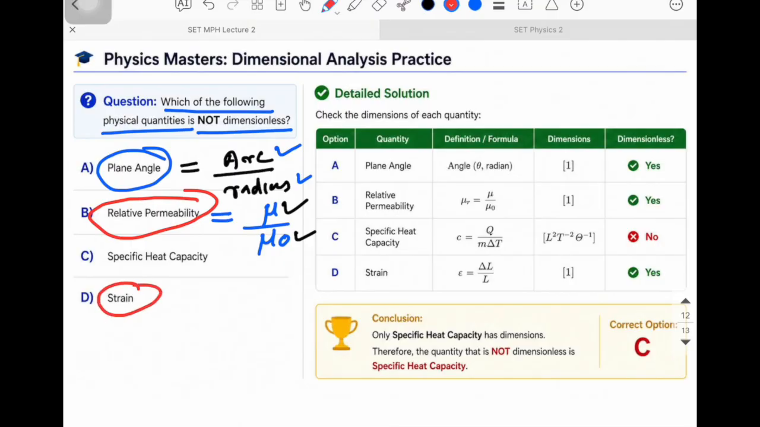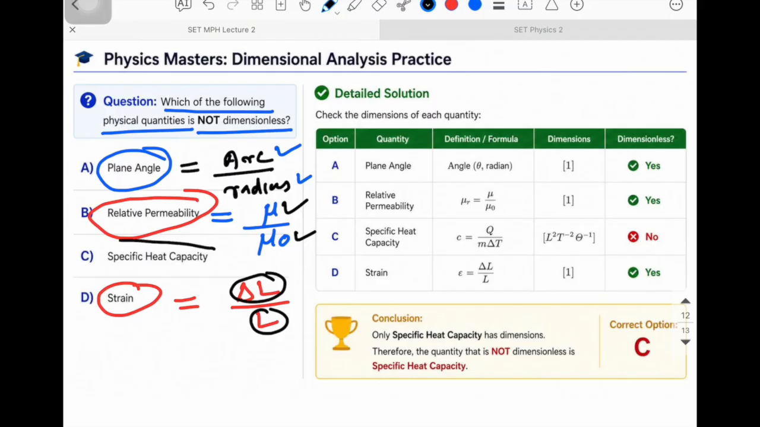Strain. Maybe you have already learned in the 11th standard, Young's modulus, shear modulus, bulk modulus, etc., in which strain is the change in the original dimension upon the original quantity. For example, strain in the length is a change in the length upon original length. So this is also length, this is also length, dimension get cancelled. So this is also a dimensionless quantity.